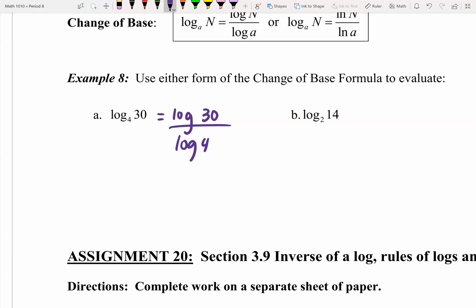That's all you do. So grab your calculator and go log 30, close it off, divided by log 4, close it off, hit enter. Now it's ugly. It doesn't end. It keeps going, right? Look at the directions, and let's say that the directions said to round to 4 digits. So it'd be 2.4534. Done.